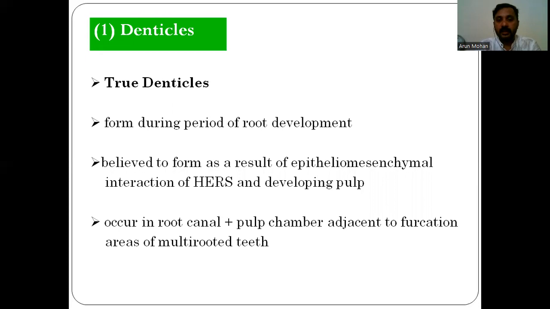True denticles can occur in the root canal or pulp chamber. They are closer to the furcation area. It is rare to see true denticles towards the coronal part of the pulp. They are more often found in the root canals and the furcation areas of multi-rooted teeth.